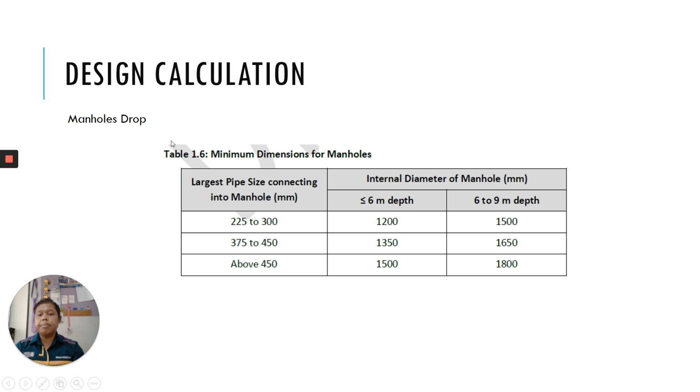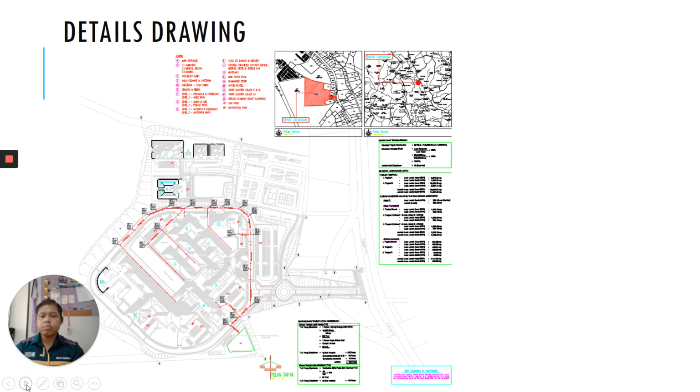Next is the manhole drop. The manhole drop depends on the location. We need it in order to satisfy the minimum 1.2 meter or 1.5 meter, so we have to follow the requirements. The drop makes sure that the invert level has the minimum depth, which is 1.2 meter or 1.5 meter, following the requirement.